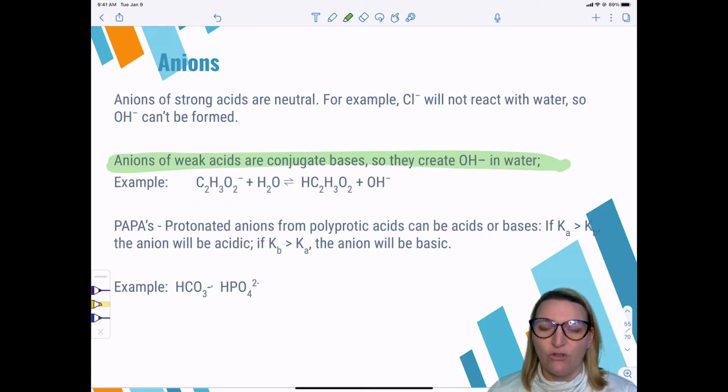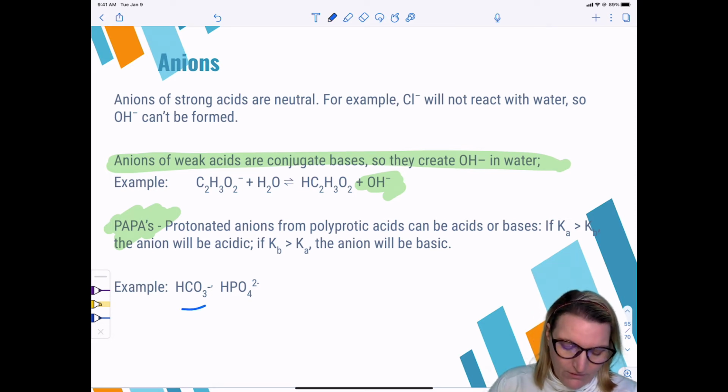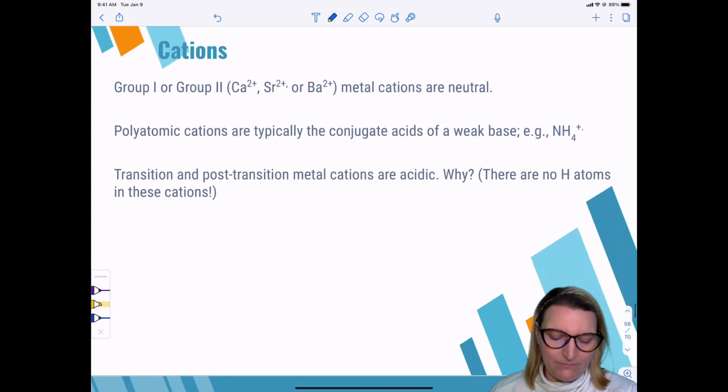They will grab a hydrogen off of water, leaving behind OH minus. This is also a great example of where we get those amphoteric species, the protonated anions of polyprotic acids. If I think of HCO3 minus, that can either gain an H or it could lose an H, so it could go either way. And we would have to look at the actual numbers, the Ka or the Kb.